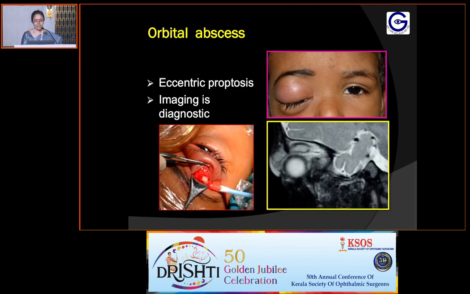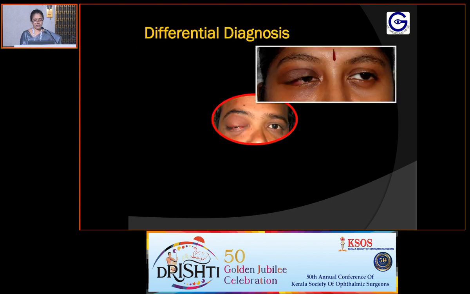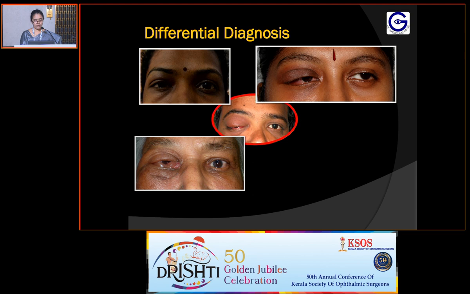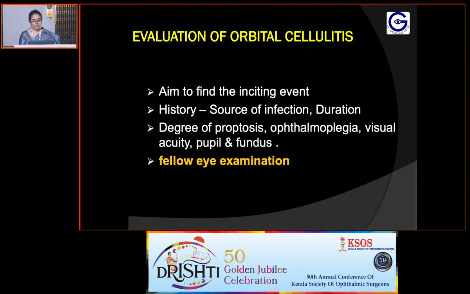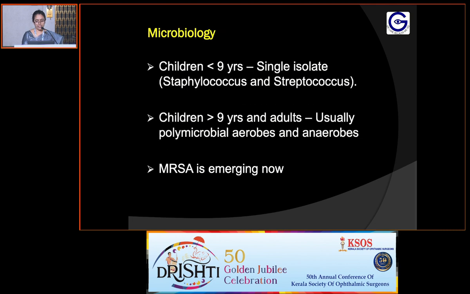Then coming to the orbital abscess, most of the time there is eccentric proptosis and imaging is diagnostic. The differential diagnosis can be pseudotumor, thyroid eye disease. You have to rule out all the other inflammatory conditions. Coming to the evaluation, the aim is to find the inciting event. History is very, very important. Always check the other eye, because we know it can cause cavernous sinus thrombosis. Then routine blood tests and blood cultures; the patient is poorly ill, but still you have to do blood cultures. Then culture of nasal swabs, and of any drained abscess, etc. In children less than 9 years, a single isolate, staphylococcus; more than 9 years, polymicrobial.